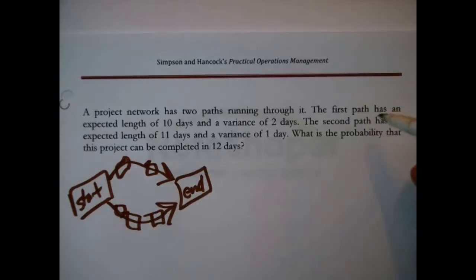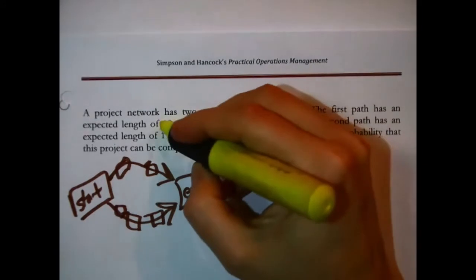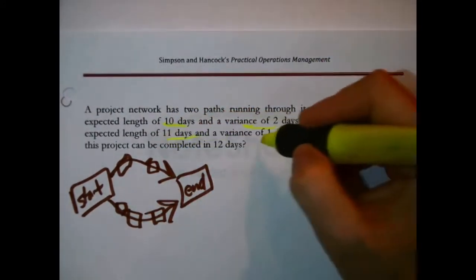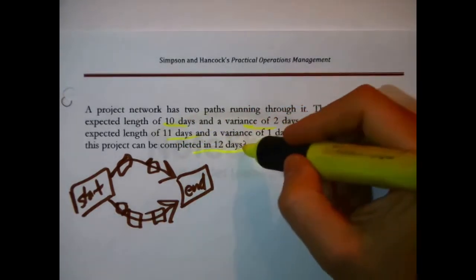Now, the first path has an expected length of 10 days and a variance of 2. That's going to be important. And the second path has an expected length of 11 days and a variance of 1. What is the probability that this project will be completed in 12 days?